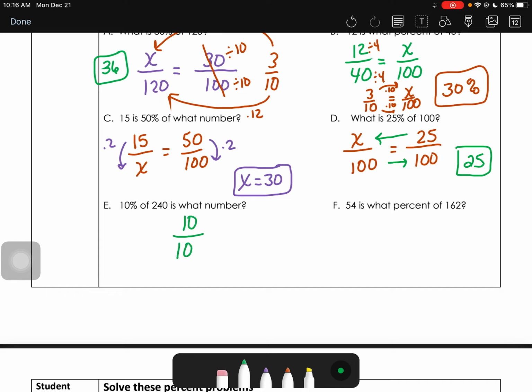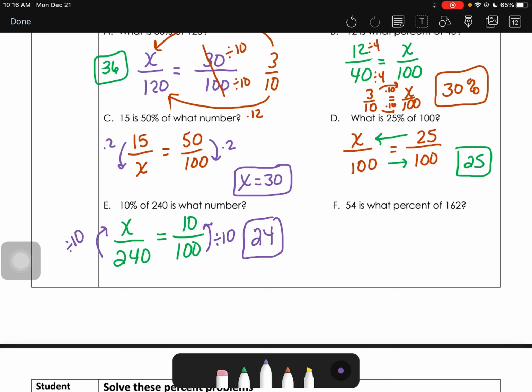10% of 240 is what number? So we don't know the part, we know the whole. So if we want to go this way, we know that we divided by 10. So we can go this way and divide by 10. So 240 divided by 10 would be 24.